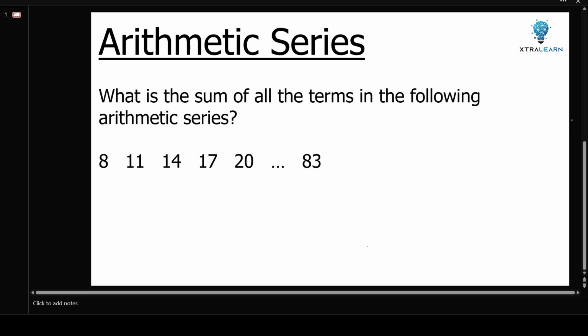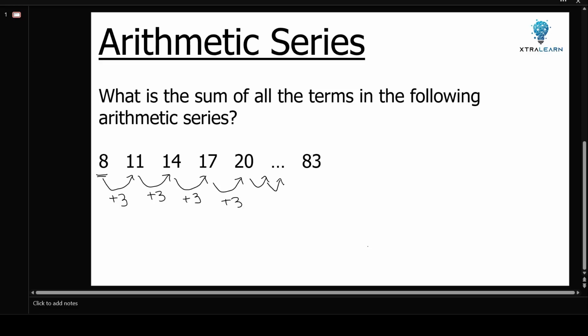We know it's an arithmetic series because it starts, for example, at the number 8, and then we have to add something to get to 11. Obviously, the number we have to add is a 3 because 8 plus 3 gives us 11. And then to get the next number, we add the same 3 again. 11 plus 3 gives us 14, and we keep going, adding 3 every time. 14 plus 3 is 17, 17 plus 3 is 20, and so on and so on.